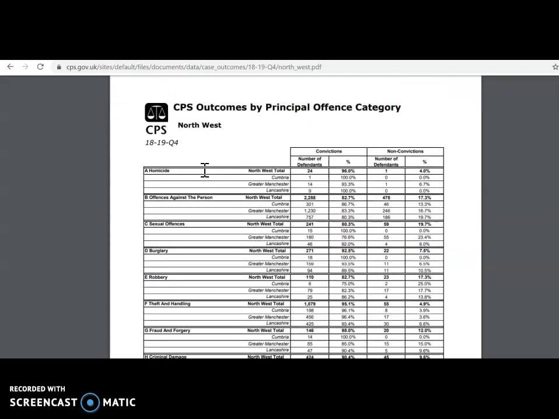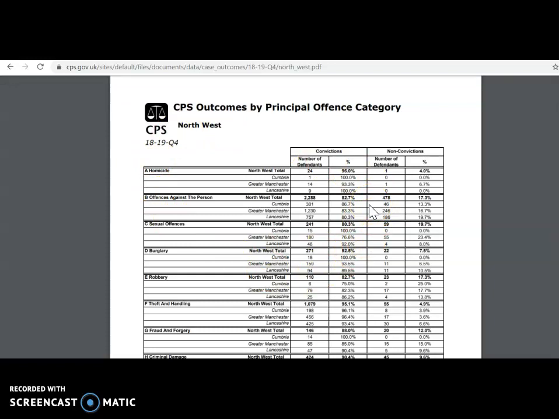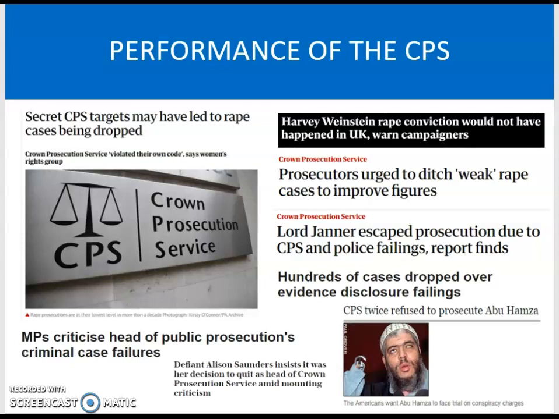But of course, what you need to remember is perhaps we need to take some of these success stories with a pinch of salt, because as we saw with the newspaper article before, there is a suggestion that weak cases are being dropped so that they're not appearing in these figures, so that we get a higher conviction rate here. Switching back to my previous slide here. As I say, I think it'd be really useful for you to have a look at the CPS website.